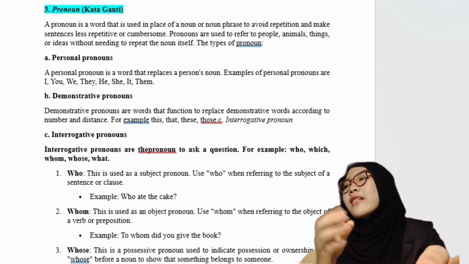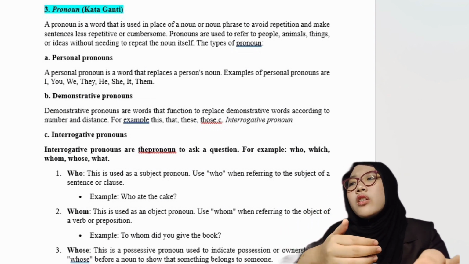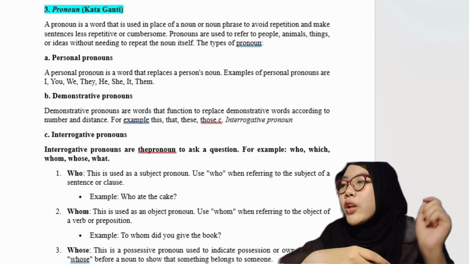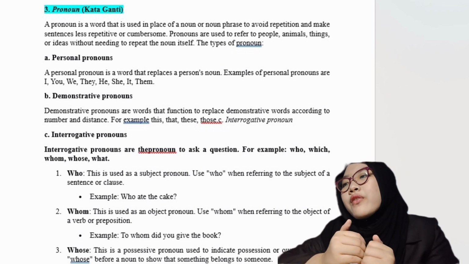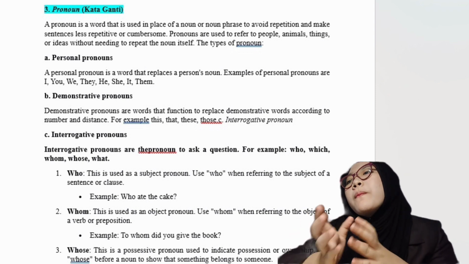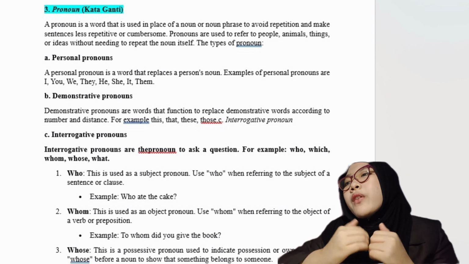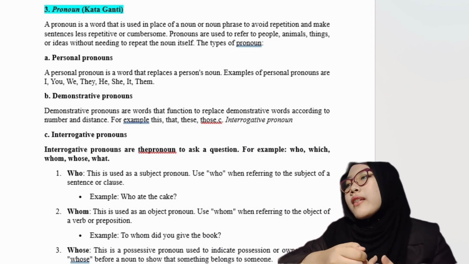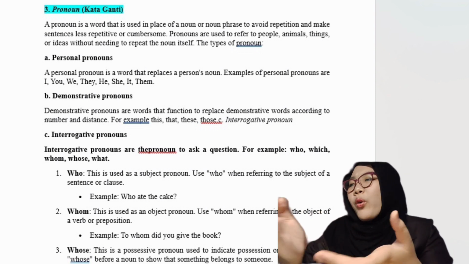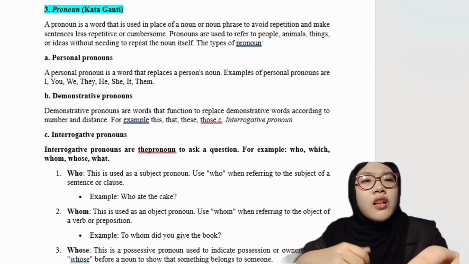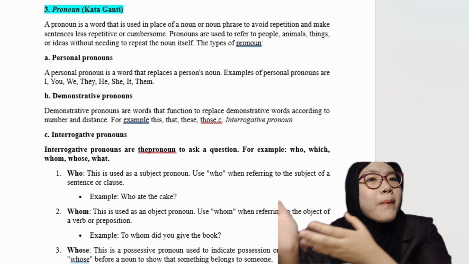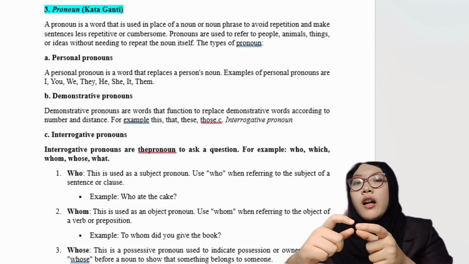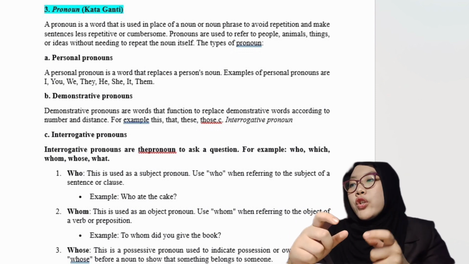And then whom is used as an object pronoun. For example, to whom did you give the book? Something like that. Whose is the possessive pronoun used to indicate possession or ownership. Use whose before a noun to show that something belongs to someone. Like, whose car is that? Or whose car is parked outside? Or in Indonesian, mobil siapa itu yang diparkir? So, mobil siapa itu, we don't have that stuff in Indonesian.